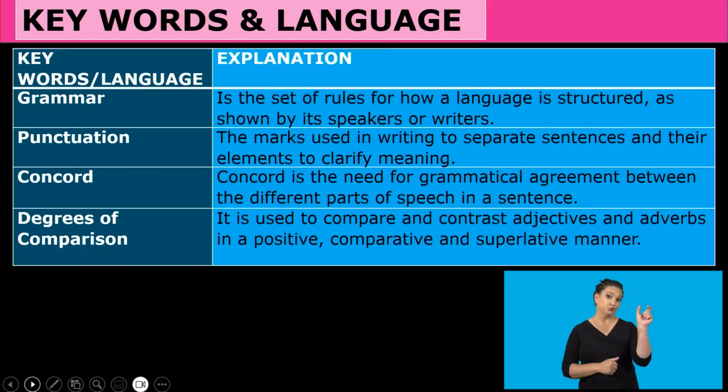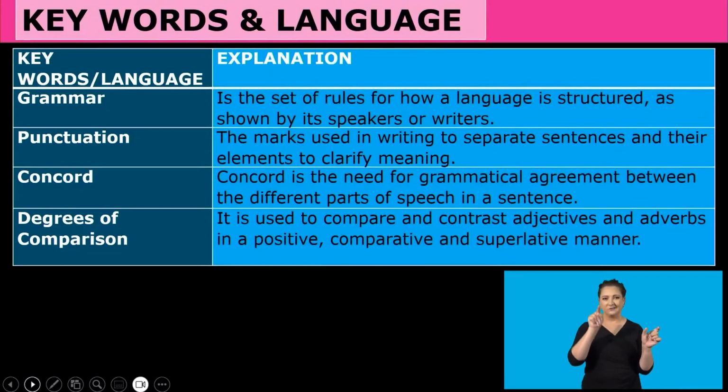Now, here's some keywords that you might encounter in the lesson that may be foreign to you. So let's go. Grammar, right? This is the set of rules for how a language is structured as shown by its speakers and writers. Now, you know, language can be heard as well, but remember your grammar rules are how speakers use it or how it is written, all right?